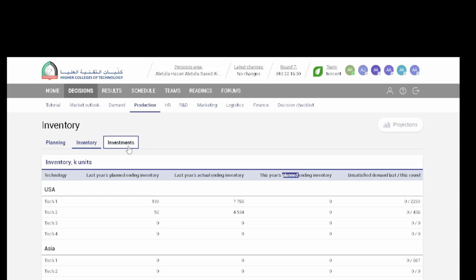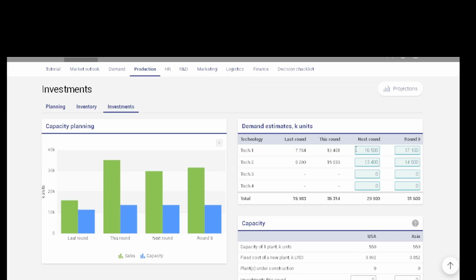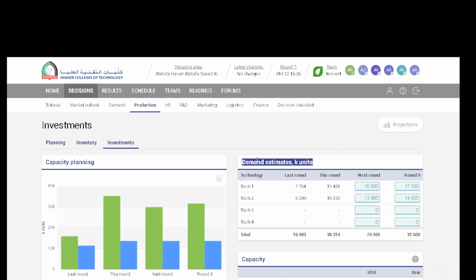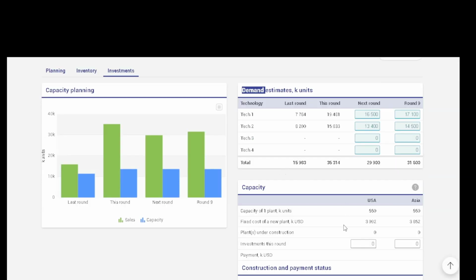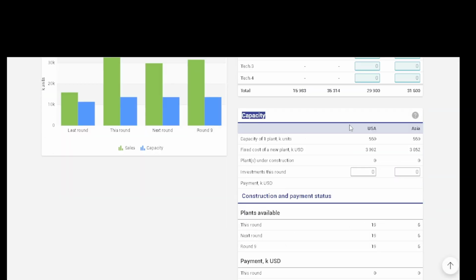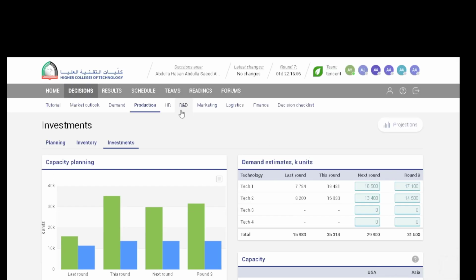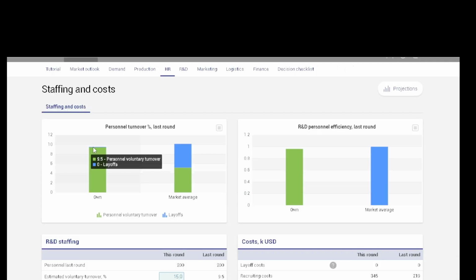Next is investment, and our investment is very important for us to estimate the demand for the next round and maybe the next round after next round. And under capacity, it's good to maybe invest in capacity, because this will help us to buy more plants for the company. Next is the HR, and under the HR, we are talking about staffing and costs.